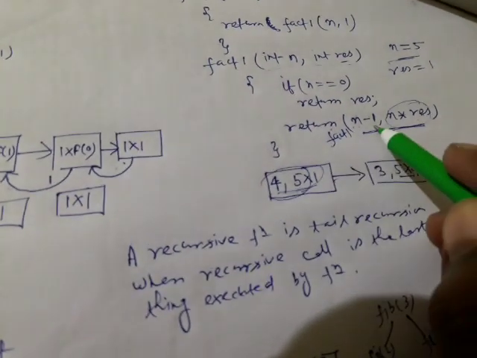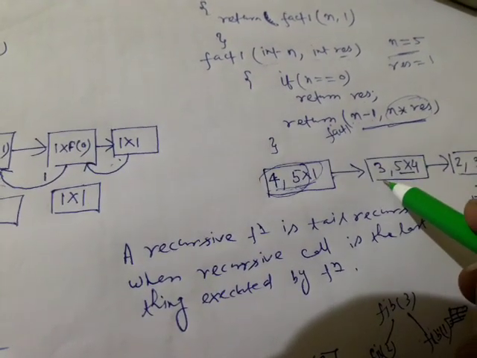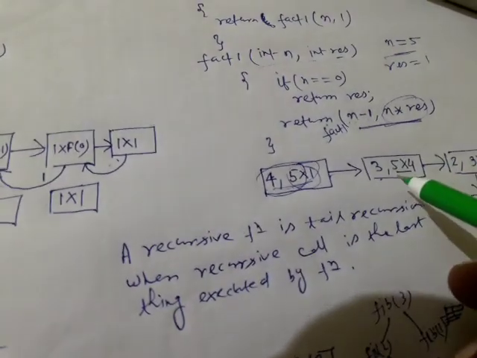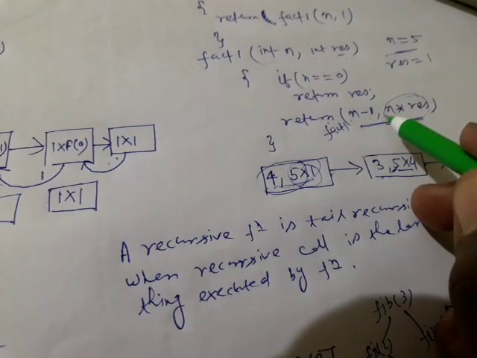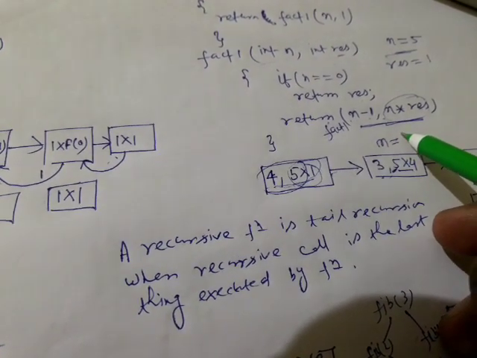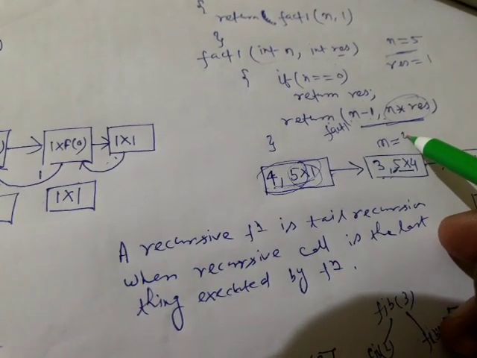The second time it will be called, so n becomes 3. What is the result of this? It is 5. This 5 will come to this part, and it is multiplied by n. So now n is here, 4, which will be multiplied with this one.